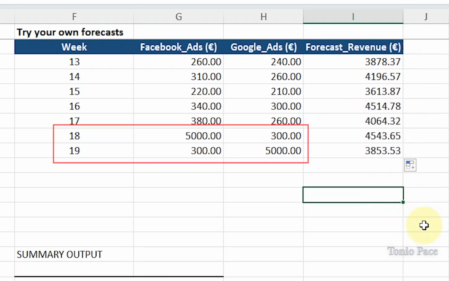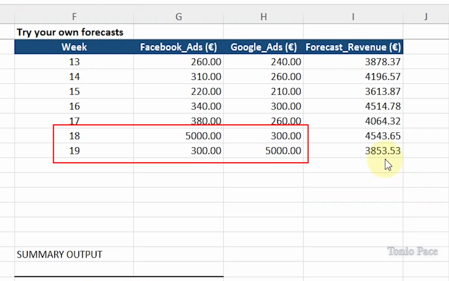Now, look at weeks 18 and 19. In both cases, the total advertising spend is the same, that is €5,300. However, in week 18, more money is spent on Facebook ads, while in week 19, more money is spent on Google ads. Notice how the predicted revenue is different, even though the total spend is the same. This shows that how the money is allocated between advertising channels matters, not just how much is spent in total.